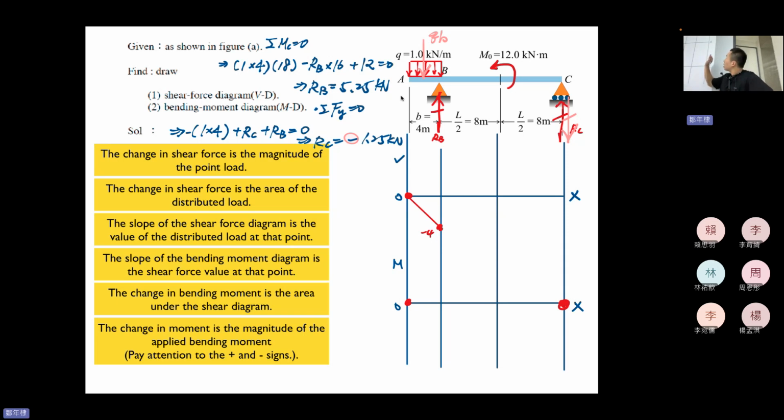Okay, and then RB will go up. RB will be 5.25. So 5.25, so this is 1.25 here. And then you notice that there's nothing in the load in this section and the next section, and that's it. And you see RC downward 1.25.